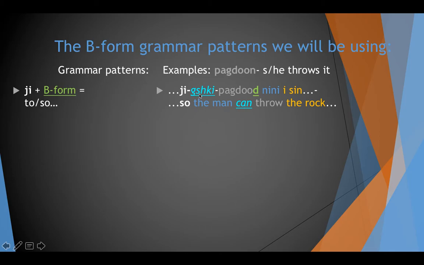And then this is a preverb. Usually it's pronounced shke, but if there's a vowel before it, like this, j, then you use that kind of sneaky G there that pops up. It only pops up for vowel sounds. So jigshke pugdot ninisin. So the man can throw the rock. And so shke in front of a verb means can or able to.